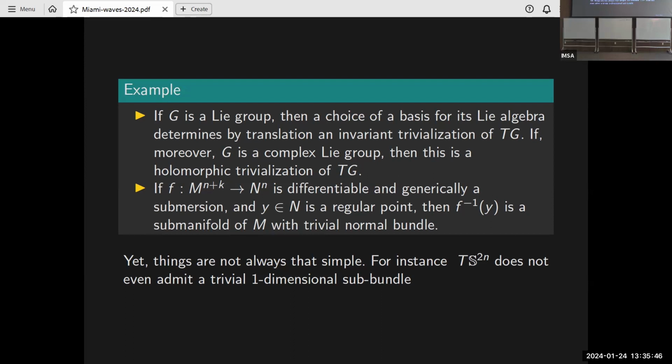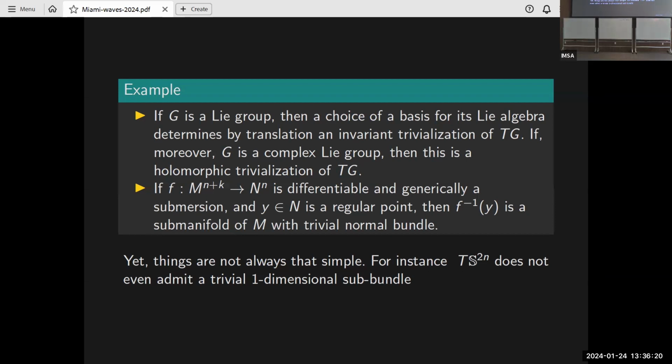Another very important family of examples: we start with two manifolds and take a smooth function, a generic transformation. We take a regular point and look at the inverse image. That's a submanifold of complementary dimension, which naturally comes with a trivialization of the normal bundle. Yesterday we heard about the Pontryagin construction, but this is the very starting point of the Pontryagin construction.